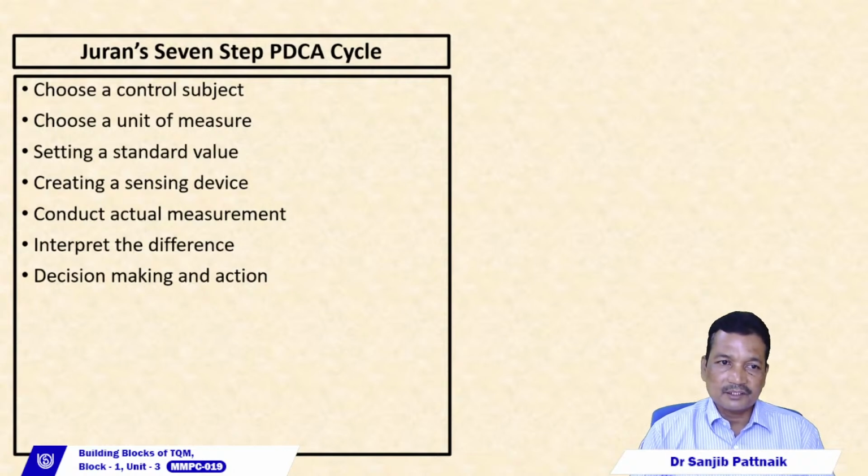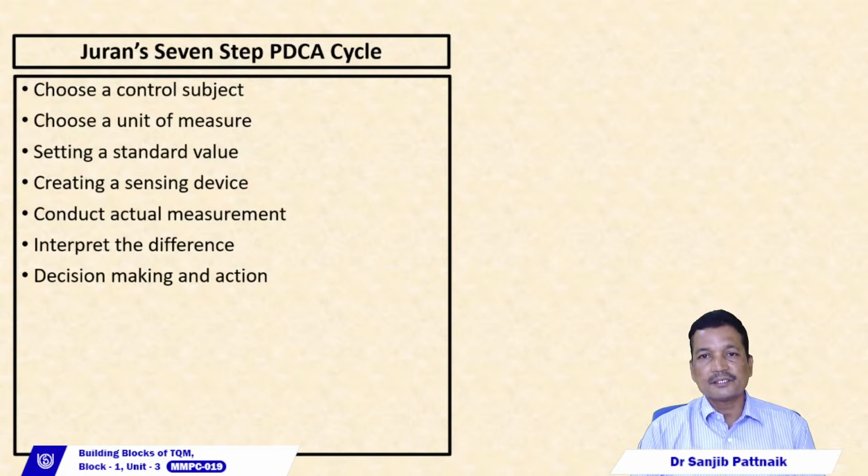Conduct actual measurement. While we are going for activities in an operational process or production process, we try to keep control levels. One can be upper control, one can be lower control. Suppose the length is between 10.5 centimeter to 11.5 centimeter.